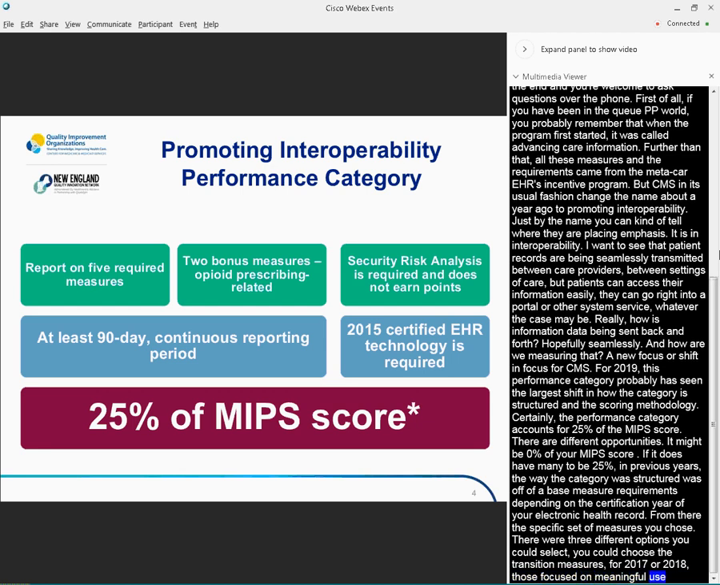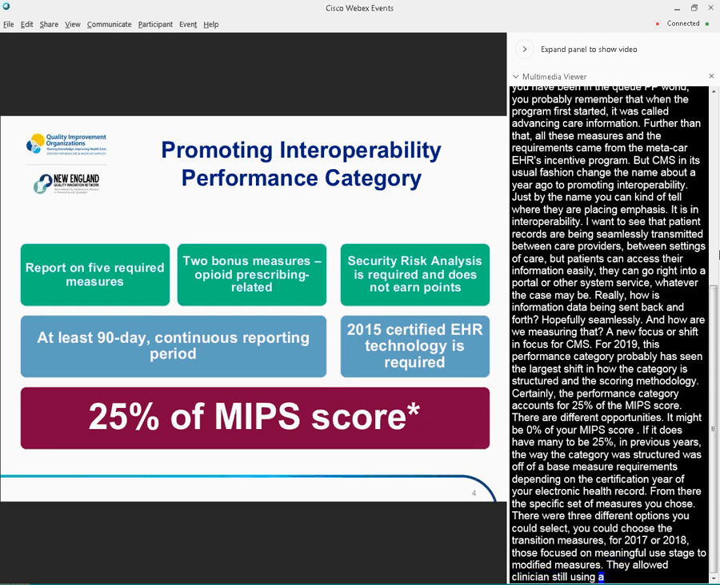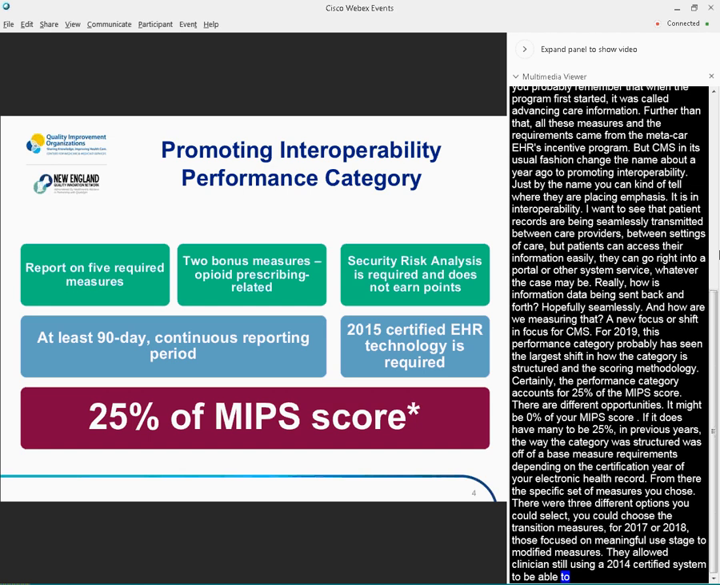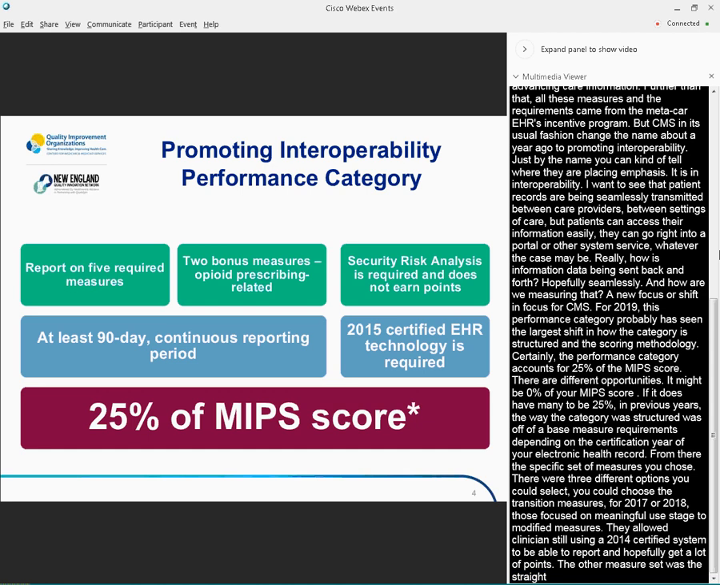And they allowed clinicians still using a 2014 certified system to be able to report and hopefully get a lot of points. The other measure set was just straight either 2017 or 2018, either the Advancing Care Information or Promoting Interoperability measure set once the name changed for the category.